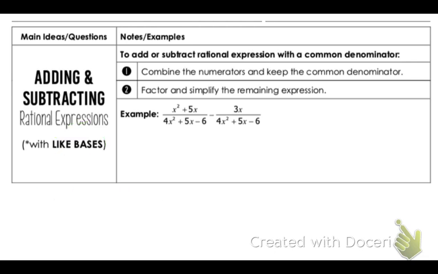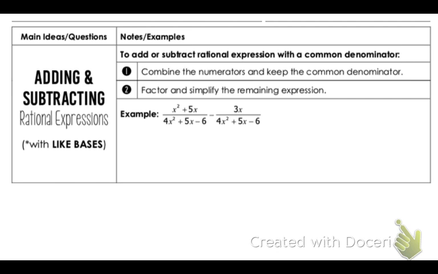Now, another random example. If I gave you 15 over 10 plus 4 over 10, again, combine your numerators and keep your denominator. Okay, simplify if needed, but there's nothing to do. So the same idea goes here.